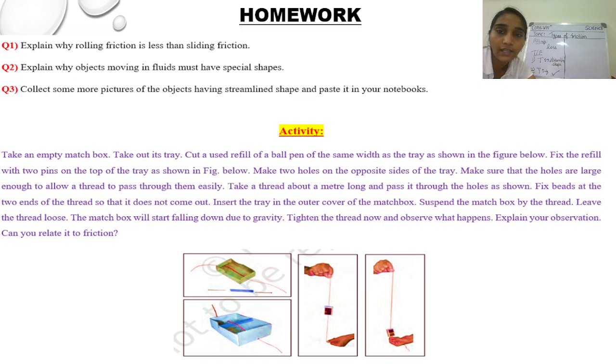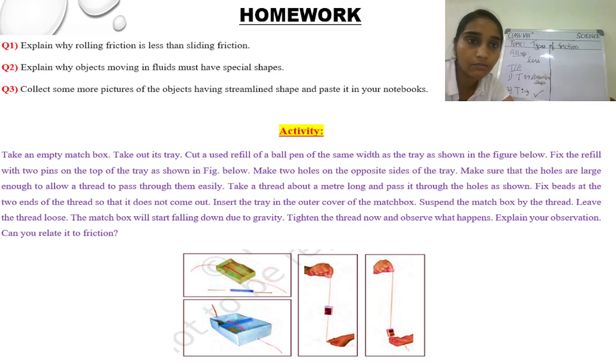What you have to do is explain why the rolling friction is less than the sliding friction, okay? And explain why objects moving in fluids must have special shapes. Third, you have to collect some more pictures of objects which have streamlined shapes and paste them in your notebooks. One activity which you have to perform is that you take any empty matchbox and take out its tray, as shown over here. Then cut a used refill of a ball pen of the same width as the tray. Fix the refill with two pins on the top of the tray, and make holes on the opposite sides, large enough that only threads can pass through them.